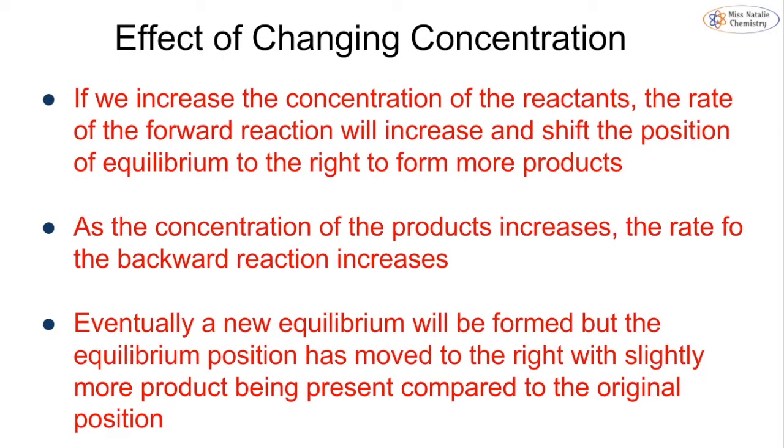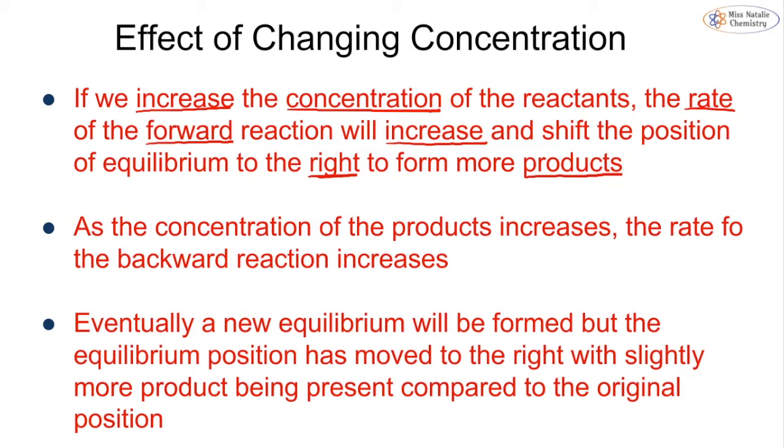So let's look at the effect of changing concentration. If we increase the concentration of our reactants, we're going to have more reactants available to react in the forward reaction, so the rate of the forward reaction is going to increase. So increasing the concentration will increase the rate of the forward reaction. And what that does is it's going to shift the position of equilibrium to the right to make more products.